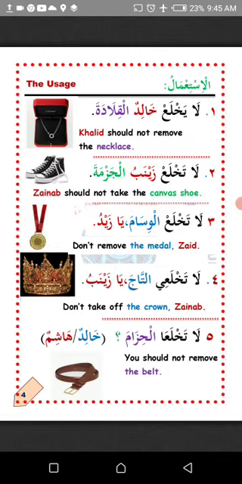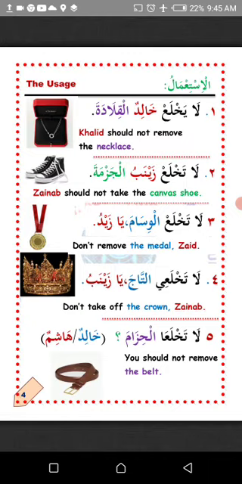ثلاثة, number 3. لا تخلع الوسام يا زيد. Remember the ainun is taking sukun and the lamun written after it is also taking sukun. So what do we do to avoid the meeting of two sukun at the same time? So we turn the ainun sukun to ainun kasra. So لا تخلع الوسام يا زيد.